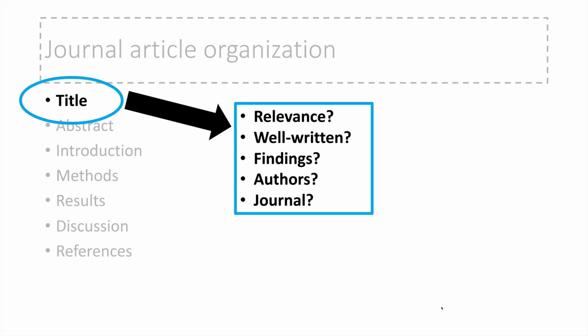I usually start with the title. Does it contain the relevant words that you want? Does it seem coherently written? And as an added bonus, does it let you know something about what they found? I always think that this is helpful, and I think it makes an article much better.